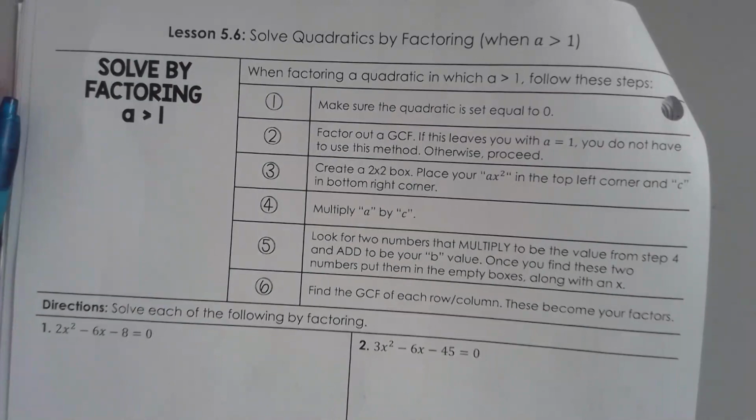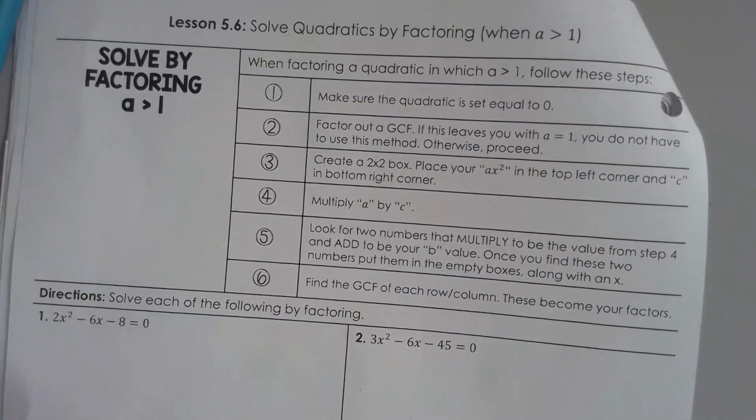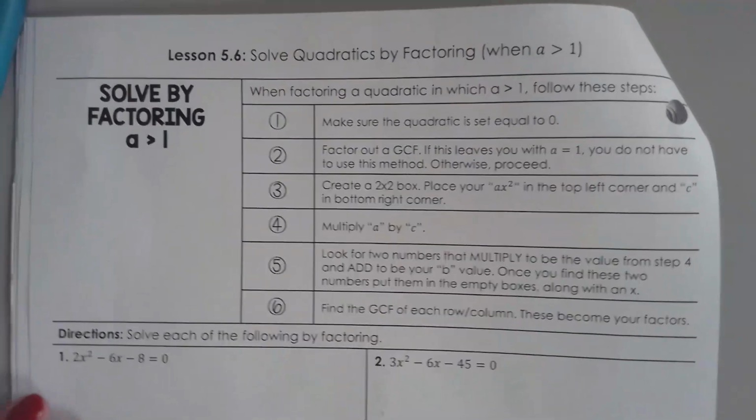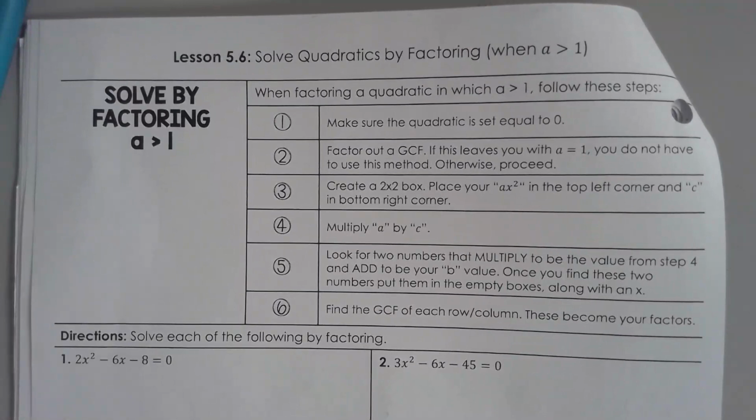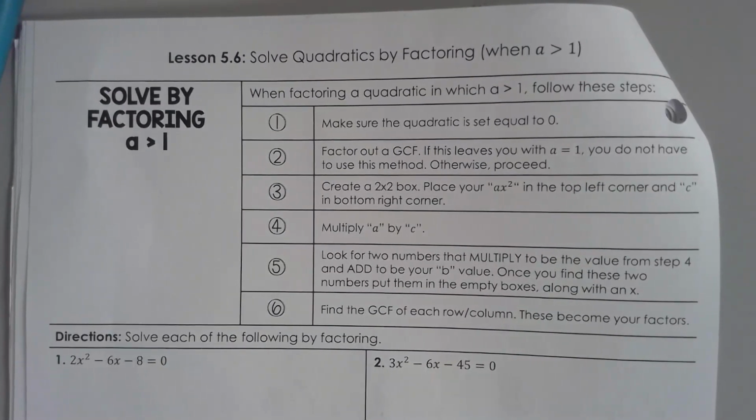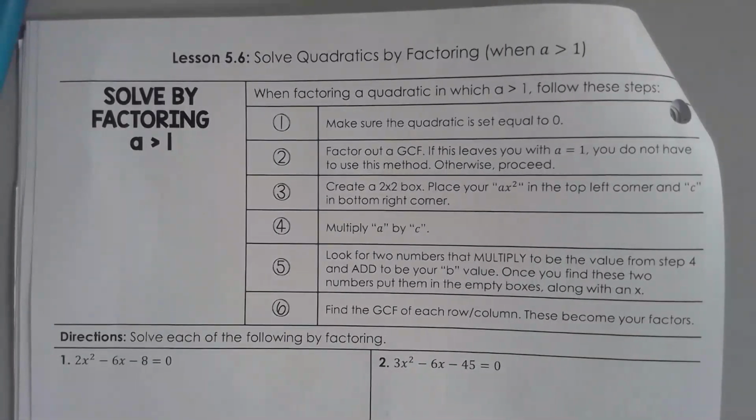We factored first when there was not a number in front of the x squared. When there is a number, the process for factoring is a little bit more complicated, and there are several steps that you have to follow. These steps would technically work for the problems you've been doing. It just takes a little bit longer.